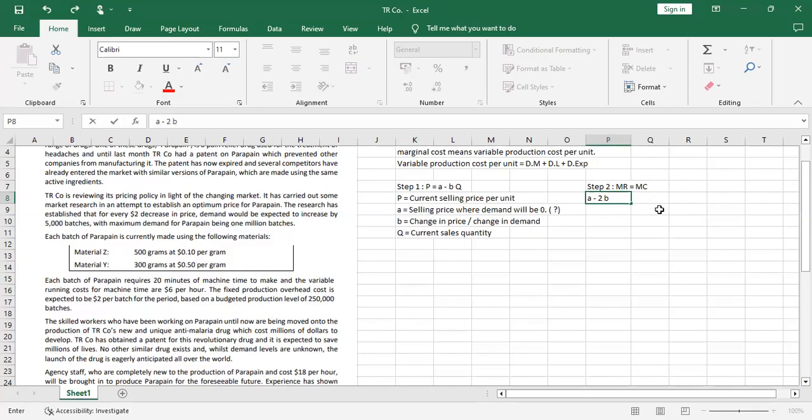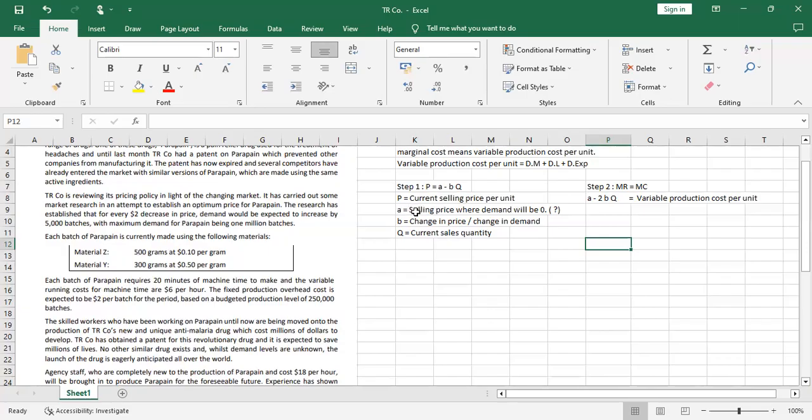So MR is replaced by A minus 2BQ is equal to MC, which is replaced by variable production cost per unit. So we will replace MC with this value. So in the given scenario, we are required to calculate variable production cost first.